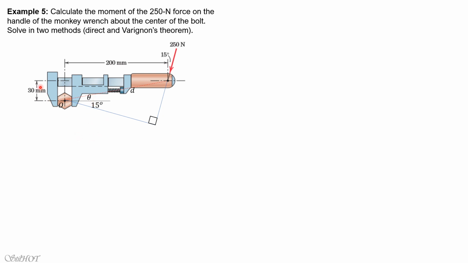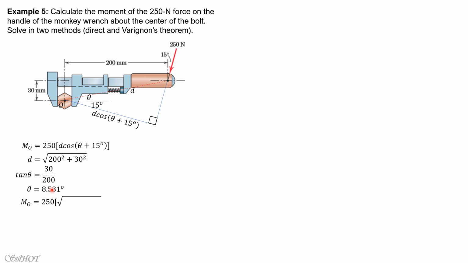Theta is arctan of 30 over 200. So the moment arm is the hypotenuse times cosine of theta plus 15 degrees. The moment about O is 250 times d times cosine of the quantity theta plus 15 degrees, and the sense is clockwise. Here d is the square root of 200 squared plus 30 squared, and tangent theta is 30 over 200, so theta is 8.531 degrees. Substituting, MO is 250 times the square root of 200 squared plus 30 squared, times cosine of the quantity 8.531 degrees plus 15 degrees.